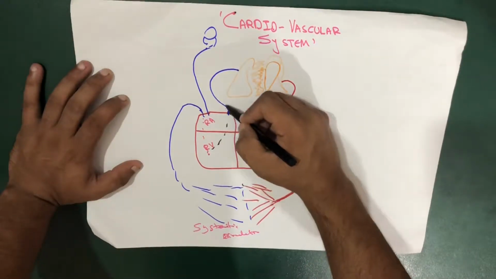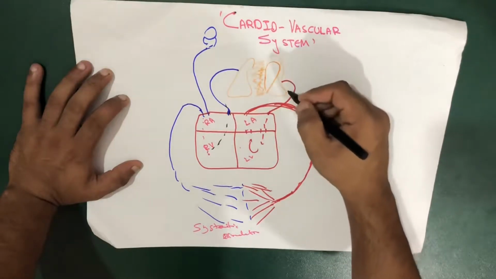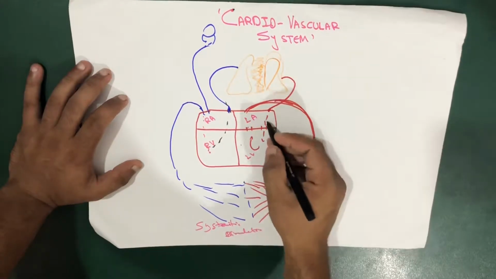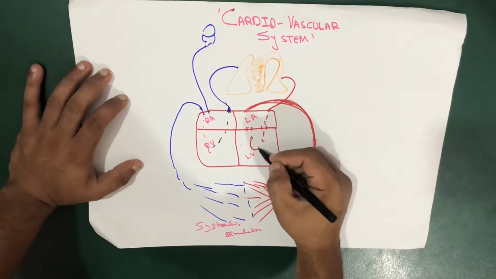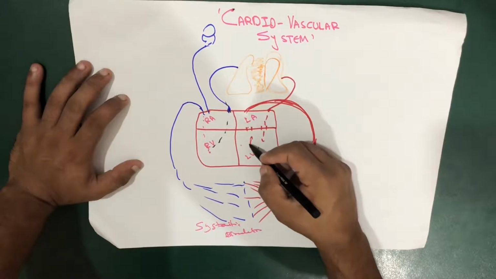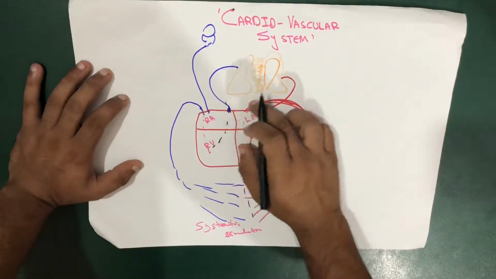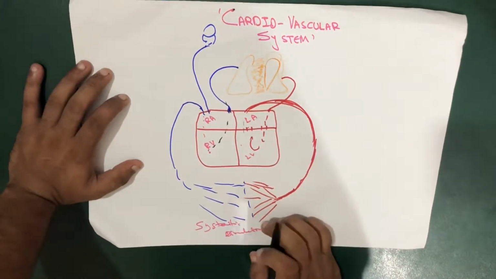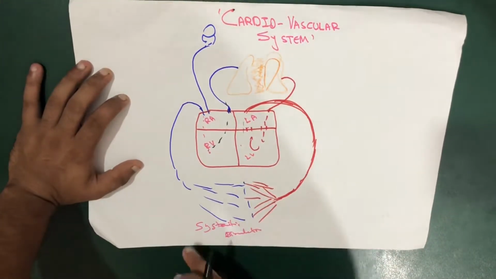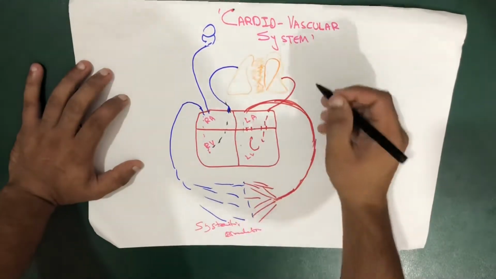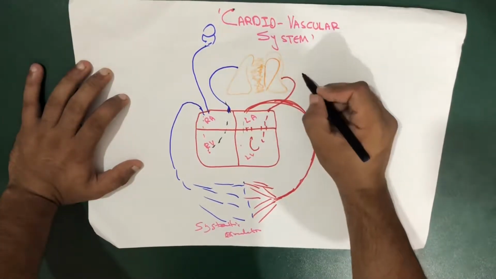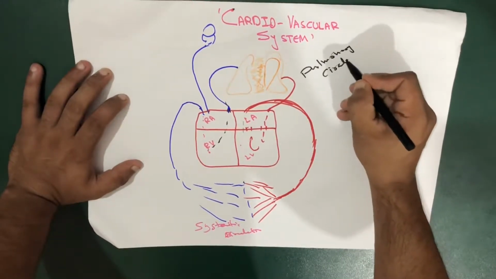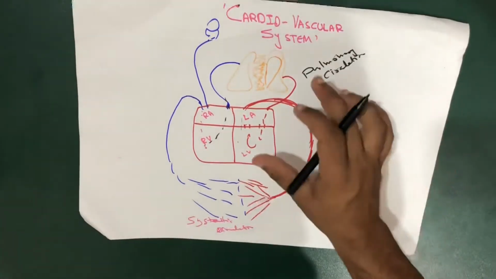Pulmonary circulation starts over here and moves through the lungs, and from the lungs it comes back into the left atrium, and from the left atrium to the left ventricle, and from the left ventricle it is pushed upward through the aorta into the systemic circulation again. So we have got two types of circulation here: the systemic circulation and the pulmonary circulation. So we are going to start talking about the cardiovascular system.